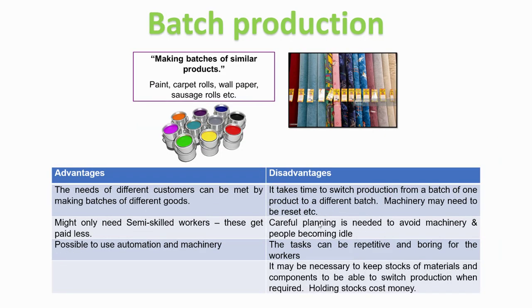So the next one is batch production. This is where you make items of similar products. So the green paint, the red paint, the blue paint. The customer doesn't get total choice like you would do with job production, but they get some choice.